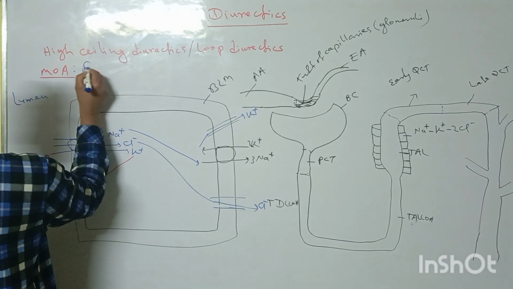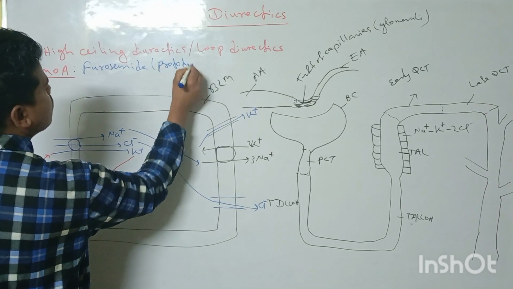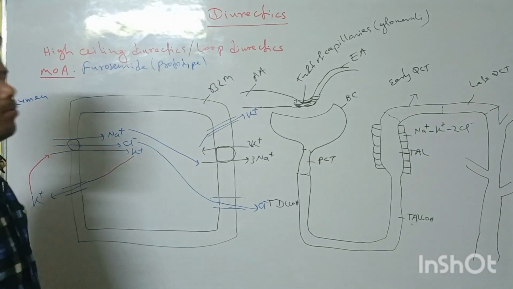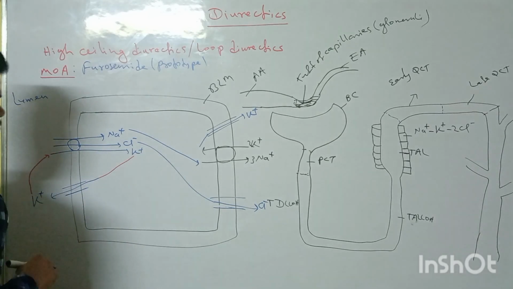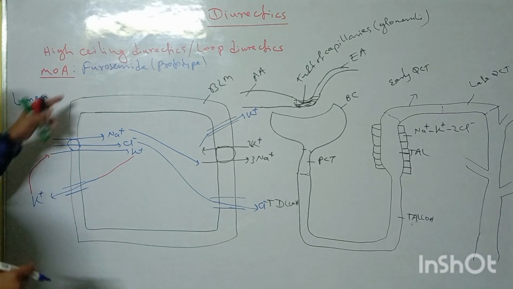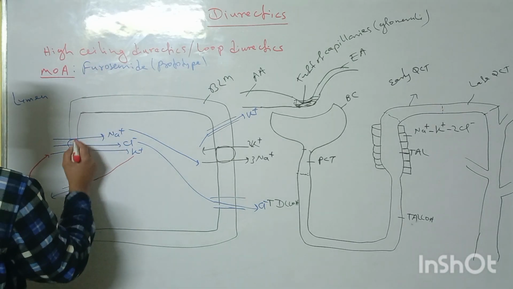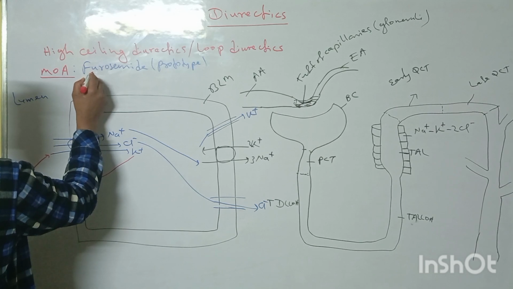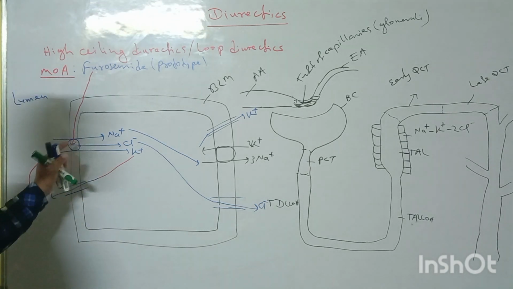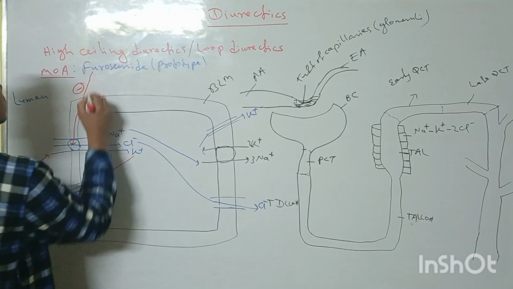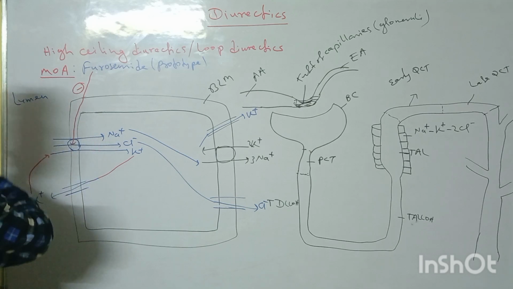Now what will this high ceiling diuretic do? Take the example of furosemide as a prototype drug. What is a prototype and a prodrug? I mentioned in detail in the cholinergic drugs classification, so you can look there. Now this furosemide will act on this transporter and block this transporter protein. It specifically binds on the chloride binding site of this transporter protein, and this transporter will be inhibited.